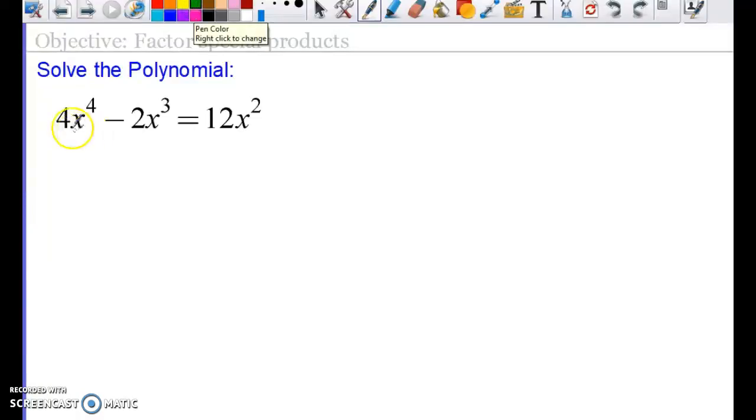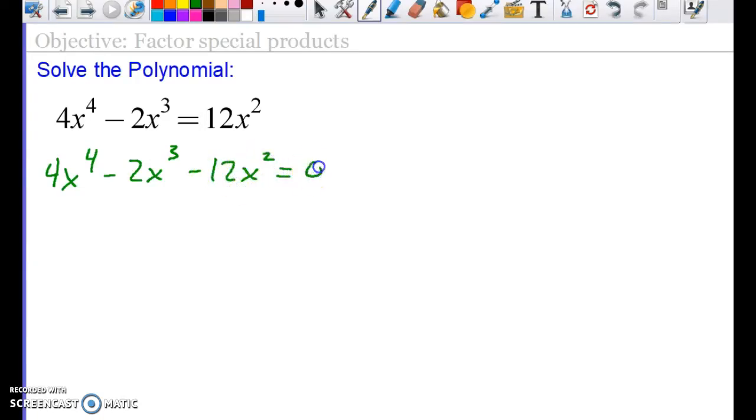Solve the polynomial. 4x to the fourth minus 2x to the third equals 12x squared. Now since I have something bigger than a squared, I know I'm going to have to factor out a greatest common factor. I haven't done anything else ever with something to the third power or something to the fourth power. So once I subtract over that 12x squared, I know I'm going to have to factor out a couple x's here. So minus 12x squared equals 0.